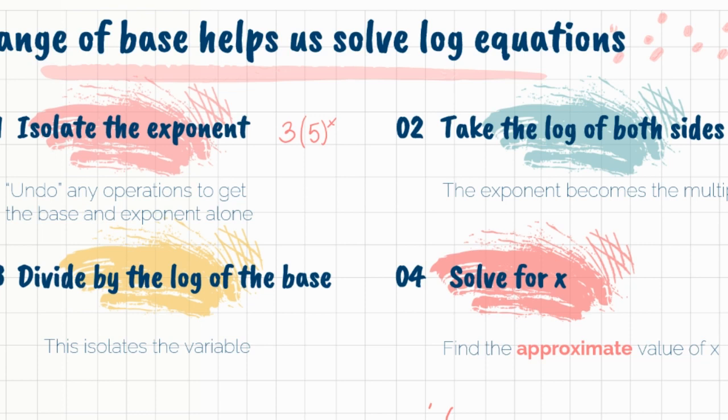Second step, take the log of both sides. The exponent then becomes the multiplier. We know this from our log properties. And then we can divide by the log of the base. This gets that variable by itself, and then we can punch it in our calculator and find the approximate value of x. Now we're going to show a little bit of work for this.